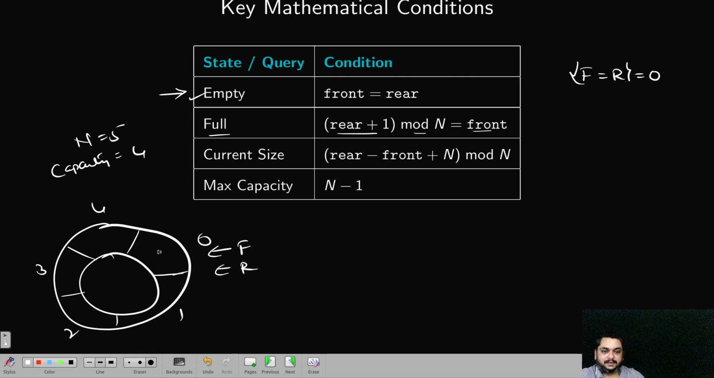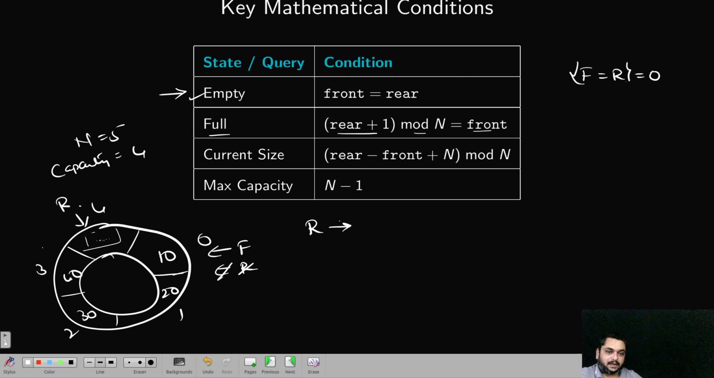Initially, let me insert 10, 20, 30, 40. When I insert 40, my rear pointer will be pointing here. Now I will check the fullness. In this circular queue with one slot empty, the rear pointer index always points to the next empty slot. So if I want to insert here, I have to leave one slot empty.